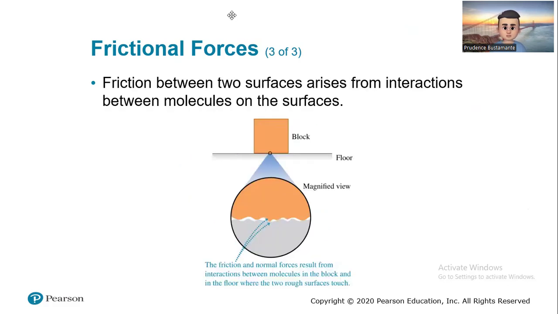If you really look at the molecules between the block and the floor, the friction between the two surfaces arises from interaction between the molecules on the surface. Because of the molecules on the surface, there's friction. The friction and the normal forces result from interaction between molecules in the block and the floor where the two rough surfaces touch.